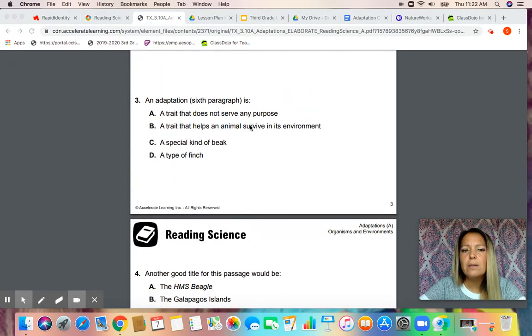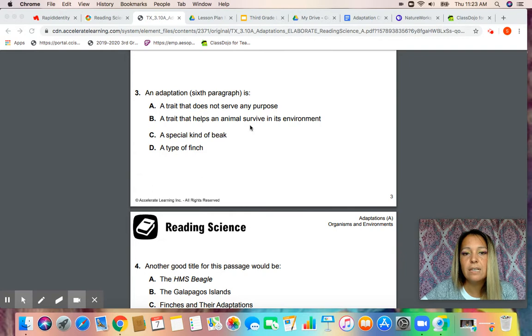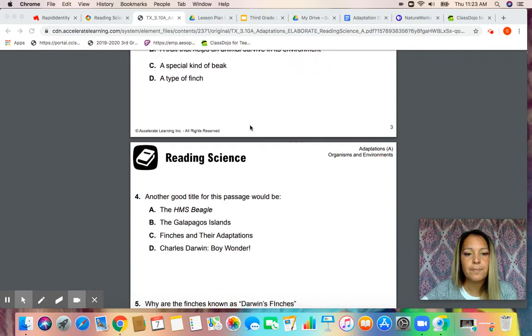Okay? Well, I know A is not my answer because that says it doesn't have any purpose. I know that's completely wrong. A trait that helps an animal survive in its environment. I think that's exactly what I read up there in paragraph 6. So your answer is B.